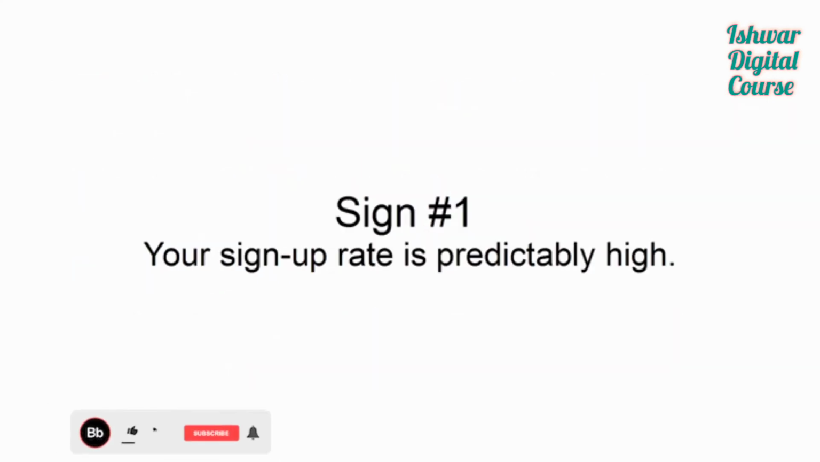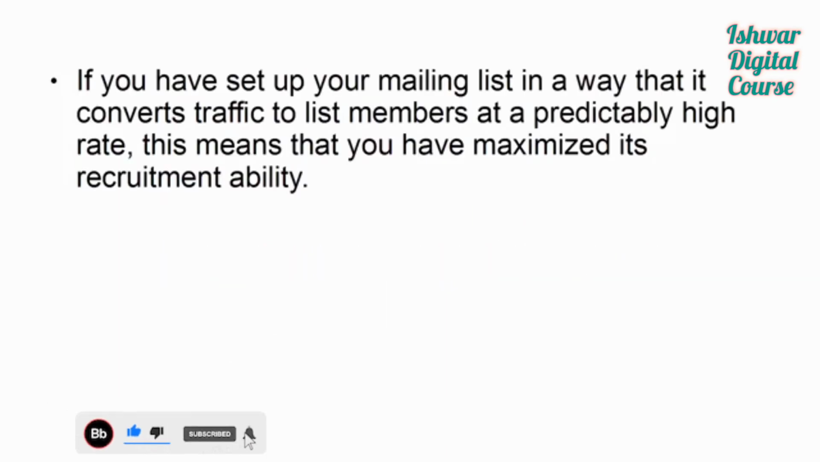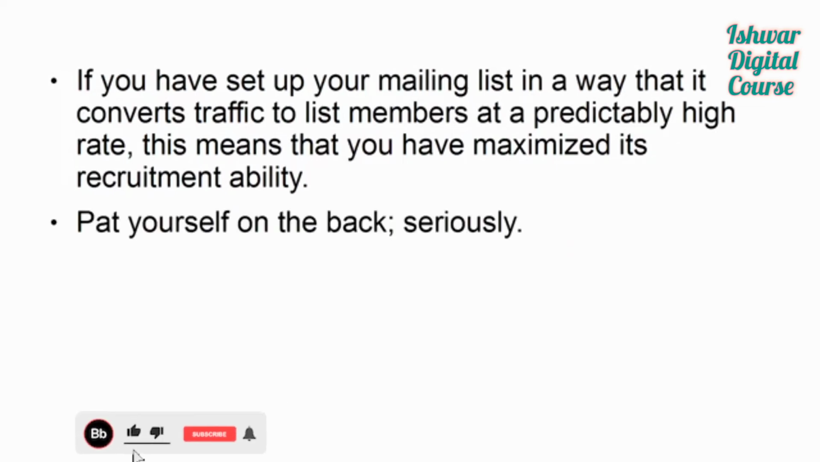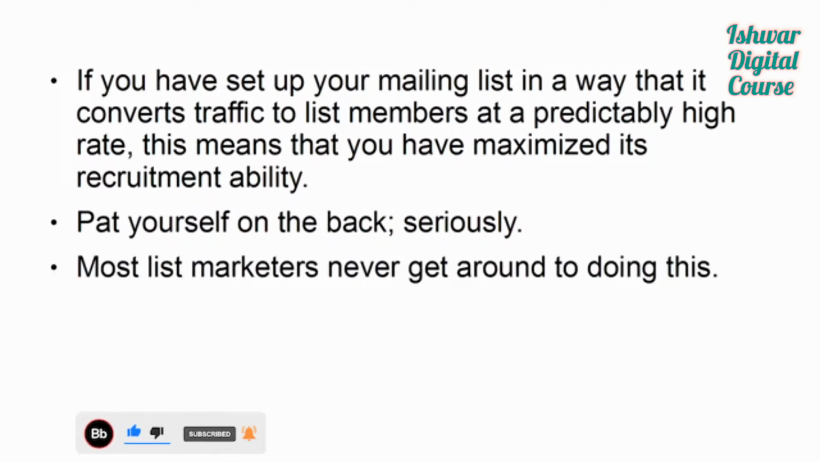Sign number 1. Your sign-up rate is predictably high. If you have set up your mailing list in a way that converts traffic to list members at a predictably high rate, this means that you have maximized its recruitment ability. Pat yourself on the back, seriously. Most list marketers never get around to doing this.